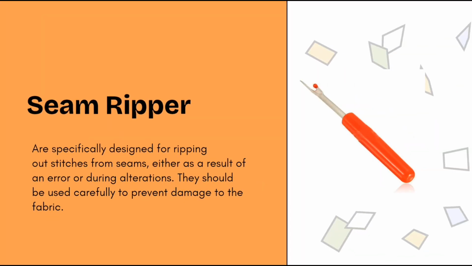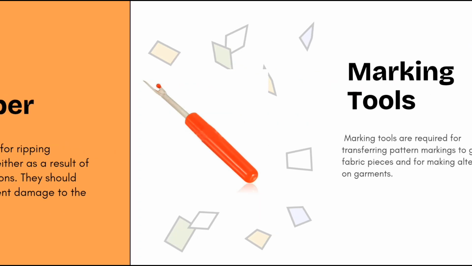Next is a seam ripper. Seam rippers are specifically designed for ripping out stitches from seams, either as a result of an error or during alterations. These should be used carefully to prevent damage to the fabric.